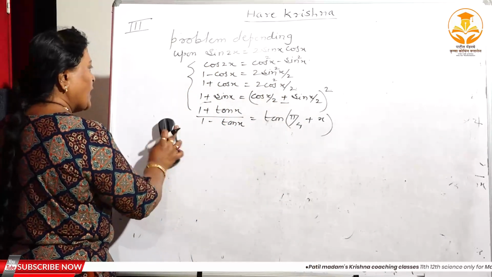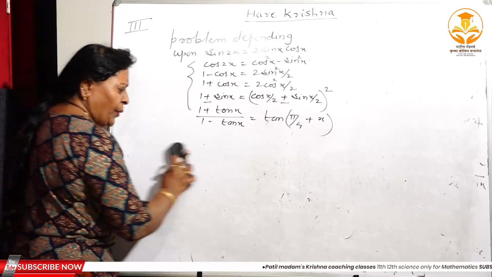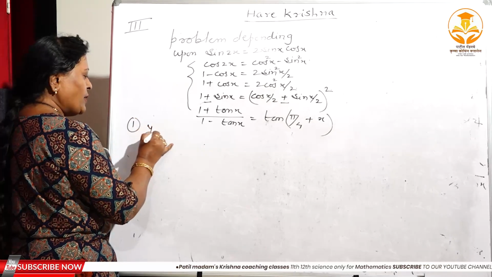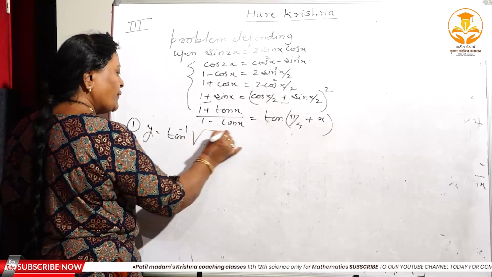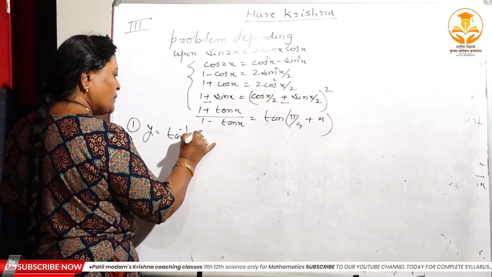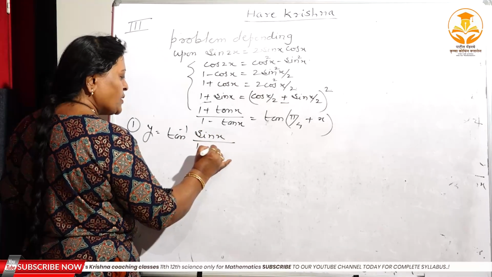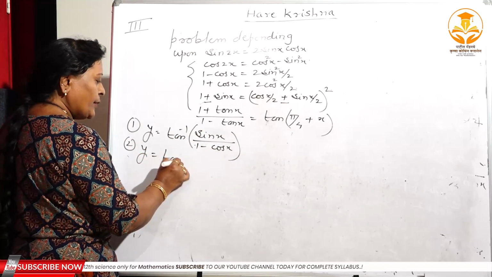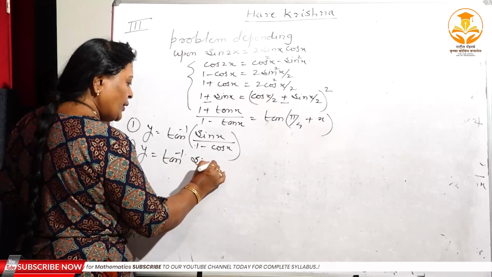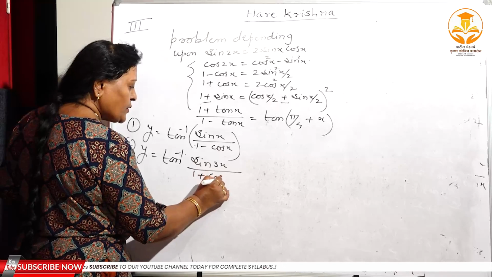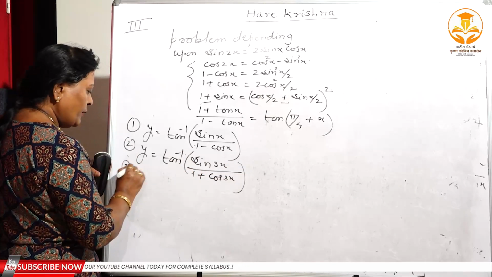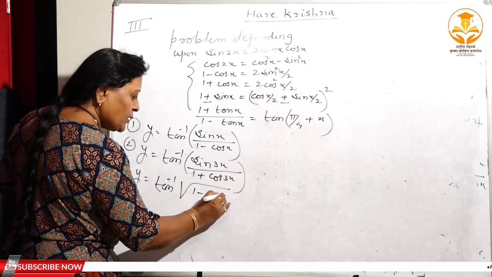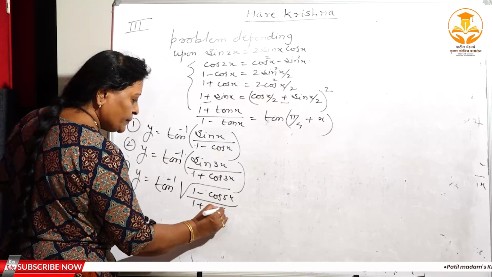Five types of problems again. You can make many problems. You can construct many problems yourself here. So the first one, y is equal to tan inverse of sin x divided by 1 minus cos x. Second one, y is equal to tan inverse of sin 3x divided by 1 plus cos 3x. Third one, y is equal to tan inverse of 1 minus cos 5x divided by 1 plus cos 5x.